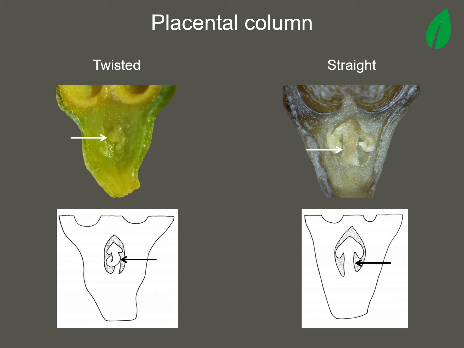The last character found on the inside of the flower is the placental column shape. This is a very useful character if you are able to dissect the bottom of the flower without cutting the placental column. But with some practice that is definitely possible. So there are two different types. The first is a twisted placental column, as you can see in this drawing, and the second type is a straight placental column.